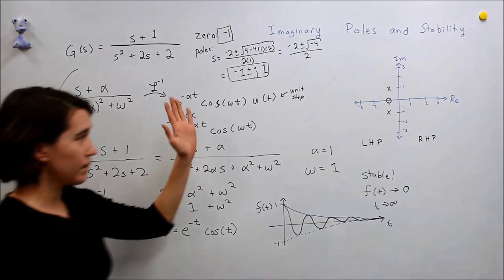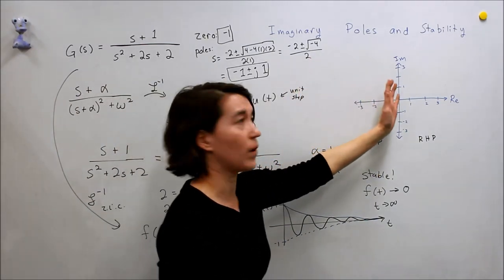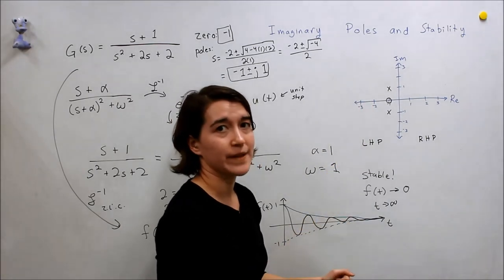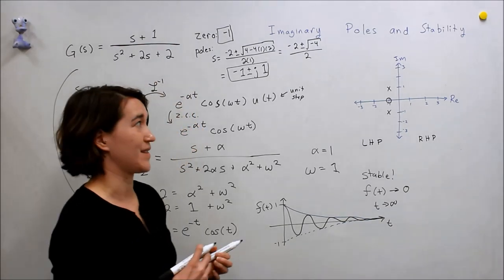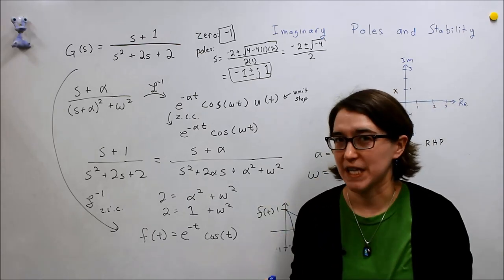So, short story is, if you can find the poles and they are all in the left half plane, then you can say that the system is stable. And we'll be using that in the future to analyze our system. So, hope that helped.